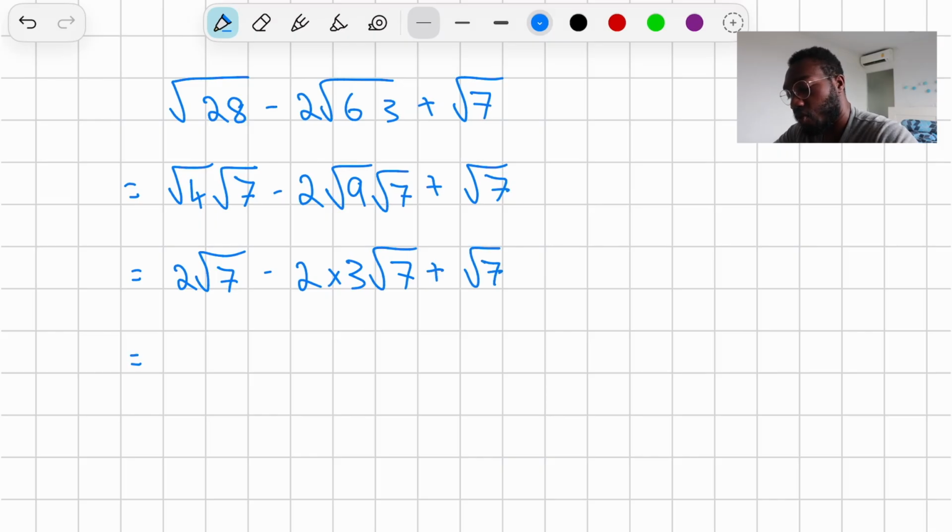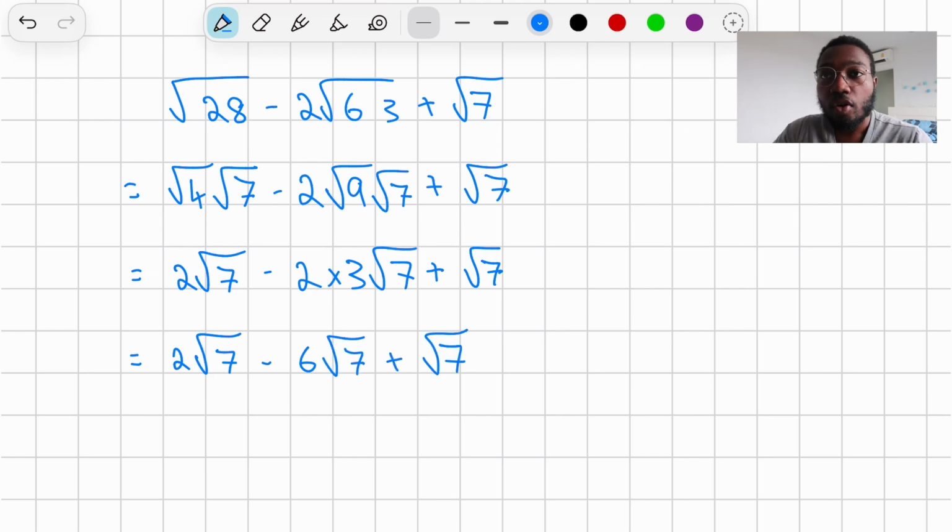So therefore, we have 2 root 7 minus 2 times 3 root 7, which is a minus 6 root 7, plus root 7. And now we can just add it all up together. If we do that, we get 2 root 7 minus 6 root 7, which will give us a minus 4 root 7, plus root 7. That will give us a minus 3 root 7.